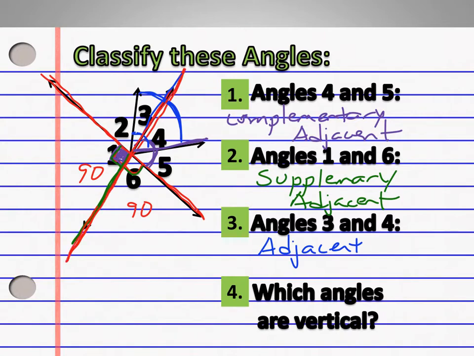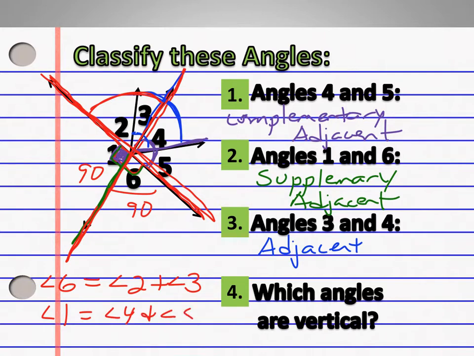So here is your big red X again, and you're looking at the ones across. Angle 6 is actually vertical to angles 2 and 3. So what you write, and I'm going to write it over here, is angle 6 equals angle 2 plus angle 3. They add up together. Also, let's look at angle 1. Angle 1 is equal to angle 4 and angle 5 added up together.